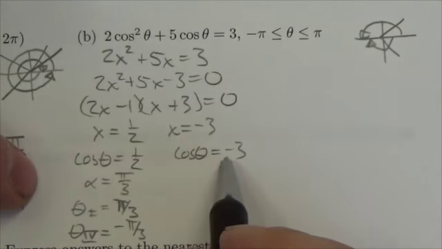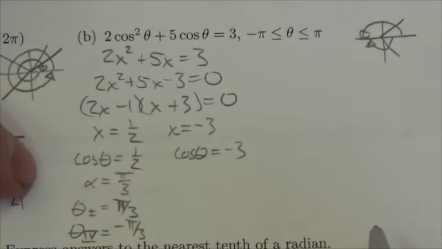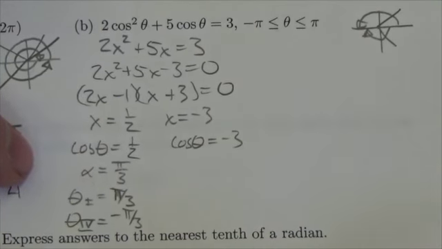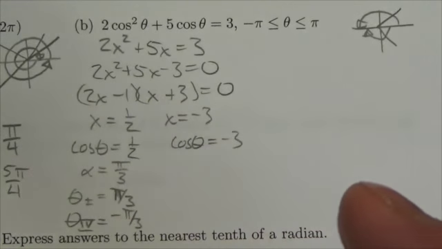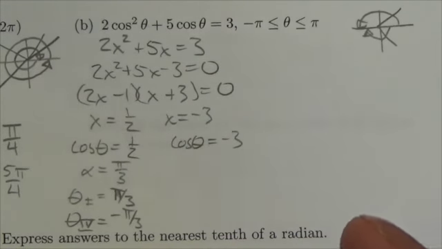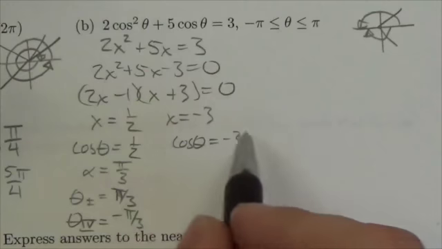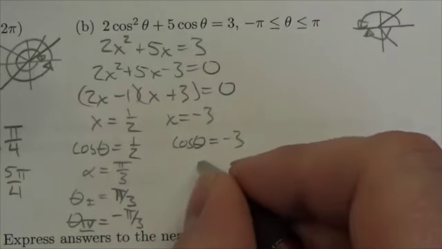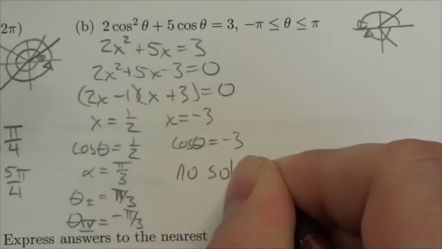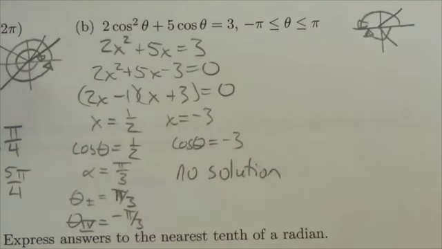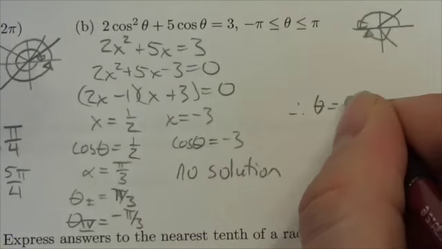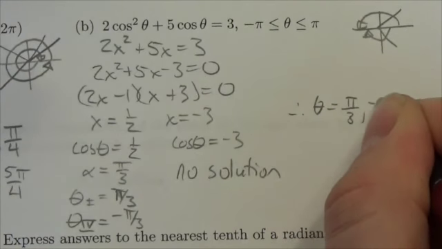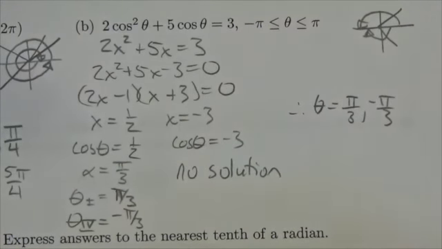Here, cosine is negative, but notice that cosine is negative 3. Well, if you think about the sine and cosine here, their range only ever goes from -1 to 1, so it's not possible for cosine to be negative 3. So there's no solution coming from this particular factor. So therefore we know that our solutions are simply going to be pi over 3 and negative pi over 3. That's it.